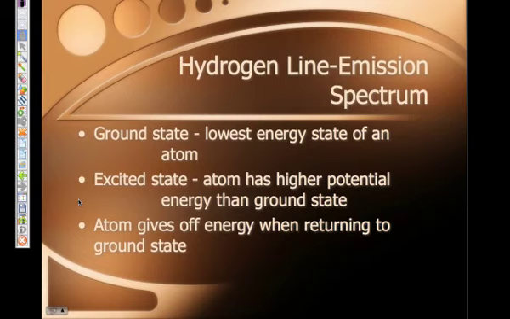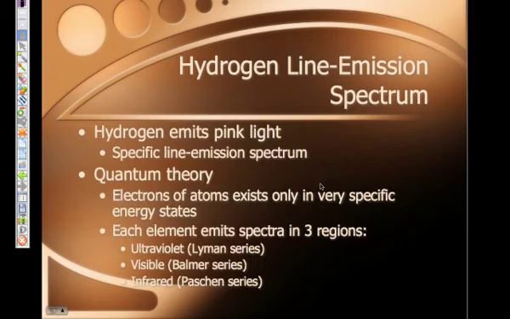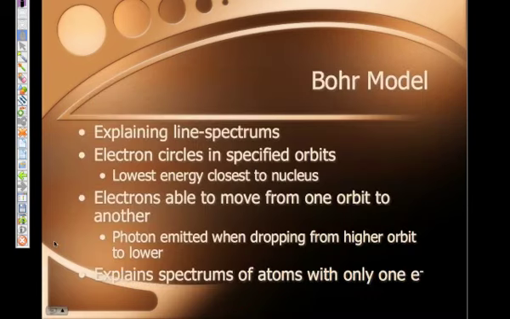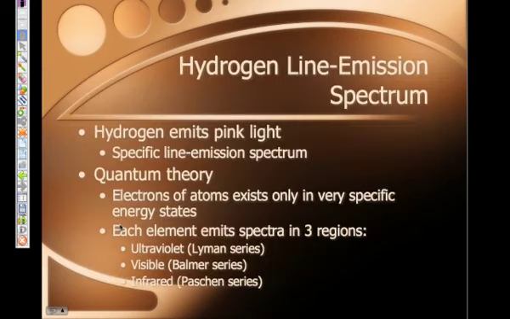They have to gain energy to be moved into excited state. They'll release energy in the form of light to go back to ground state, which is how fluorescent lights work, or neon lights. That's how they all work. So what we can see are these line emission spectrums. When you look at that light and you pass it through a prism, you see these certain bands of light. So hydrogen will emit a pink light.